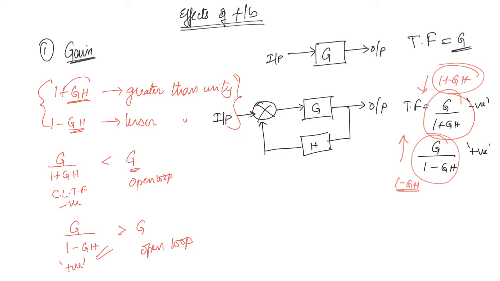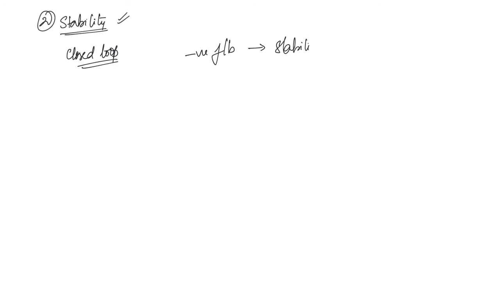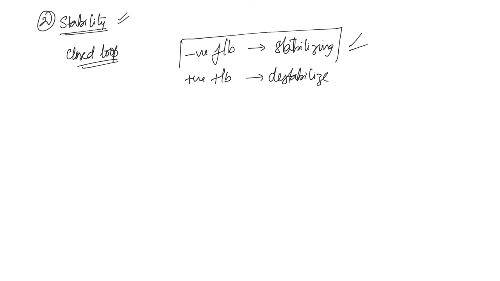Okay, but if they are positive value, then this will be the case. The next parameter is stability. So for an open loop system, stability is not a big problem, but for closed loop systems there might be stability issues, and the negative feedback will have stabilizing effects. It has the capacity to stabilize a system, but positive feedback can destabilize the system. So this is one advantage of negative feedback systems.